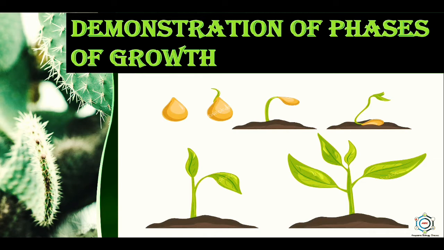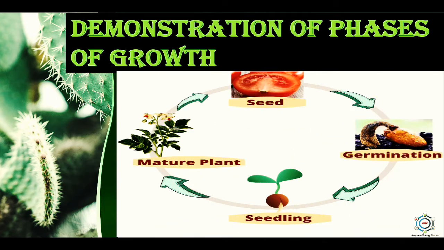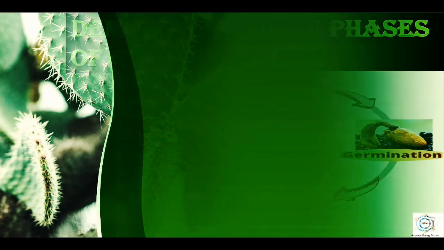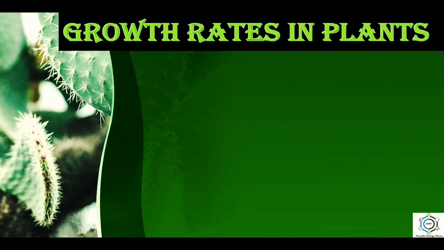So this is the demonstration of phases of growth. Here you can see that the seeds grow in size, that means germination, then seedlings occur, then the mature plant. So this is the life cycle of a plant. Now after this, see here the growth rate in plants. So what are the growth rates in plants?